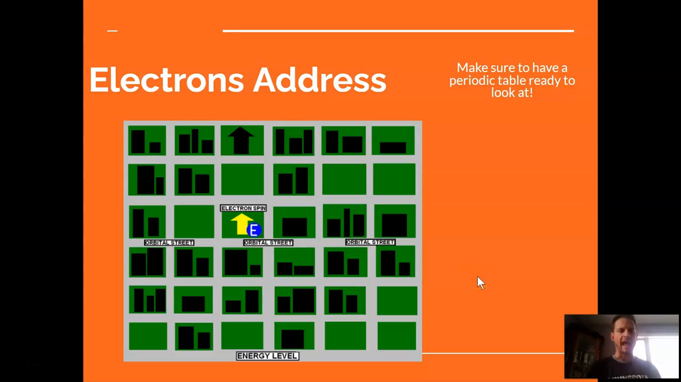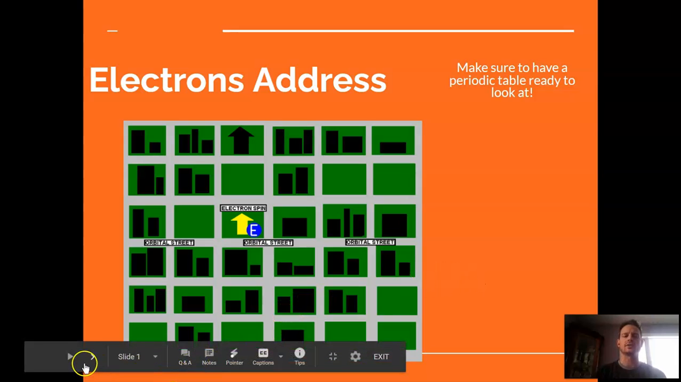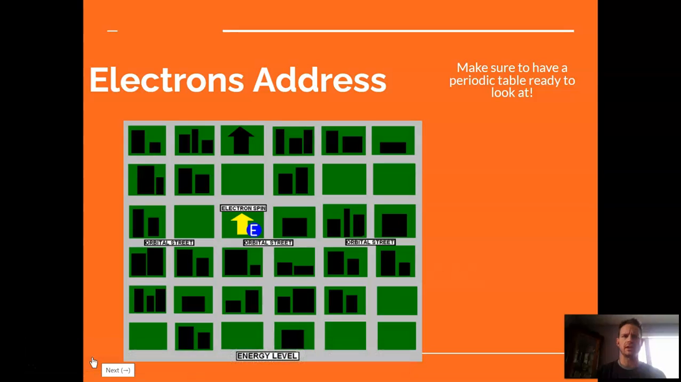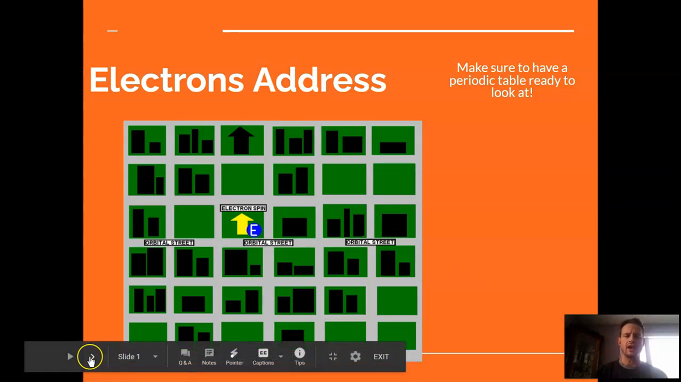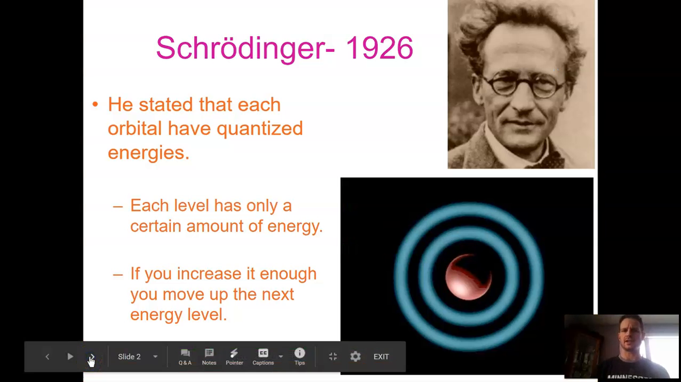Hello and welcome back. Today's topic is going to be on Schrodinger's idea of where electrons are. And if you think about them as being an address, it's going to help you out with this topic a little bit more. So think about what you know about an address and how that helps you get mail to where it needs to go, right?